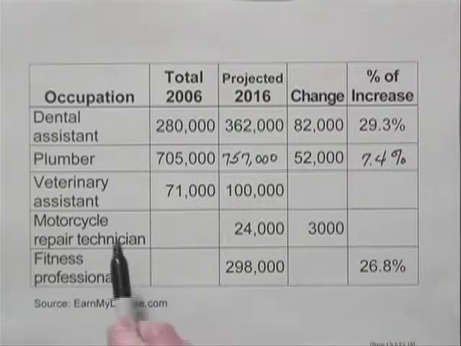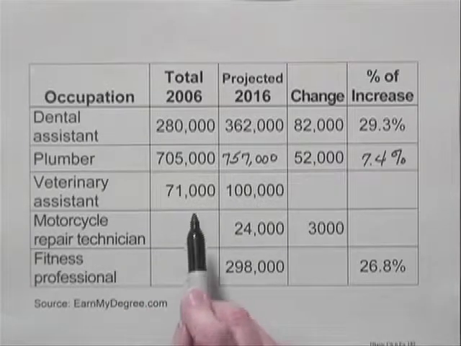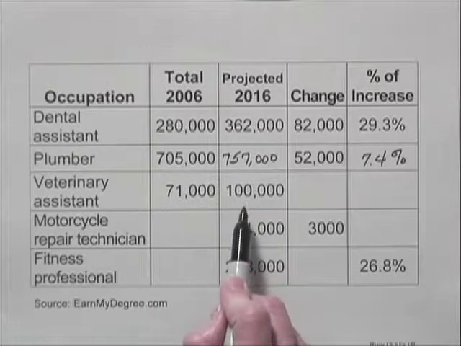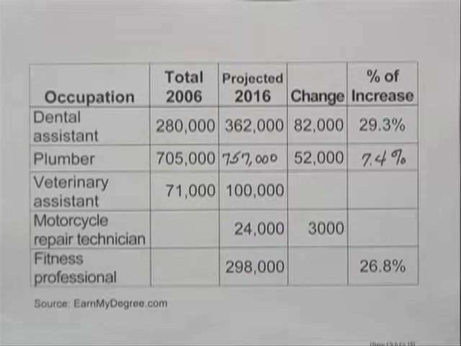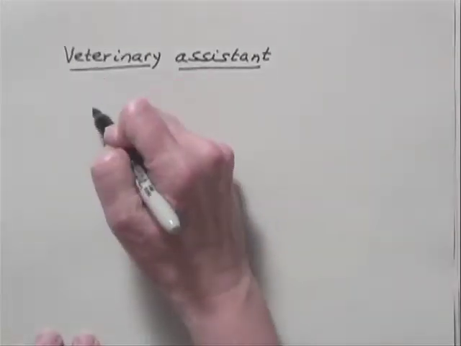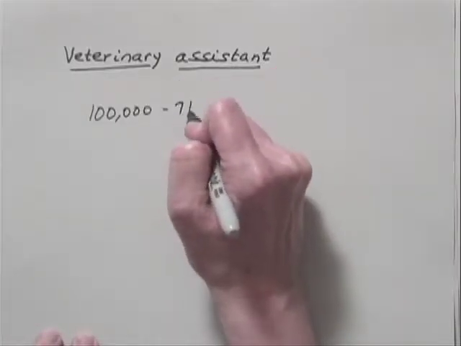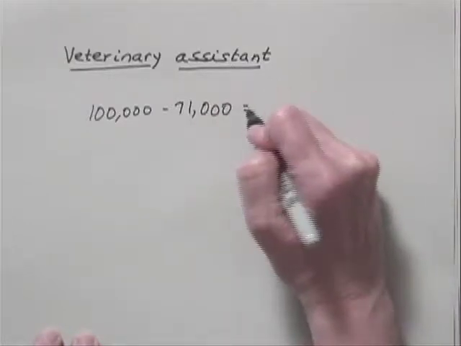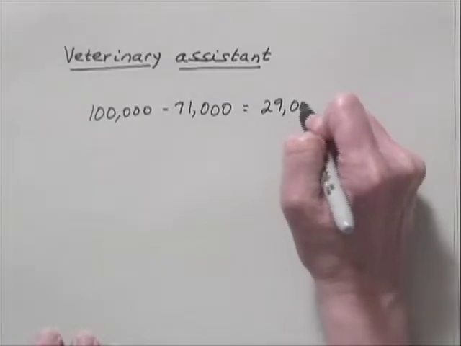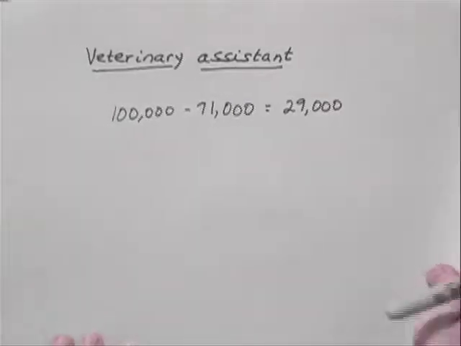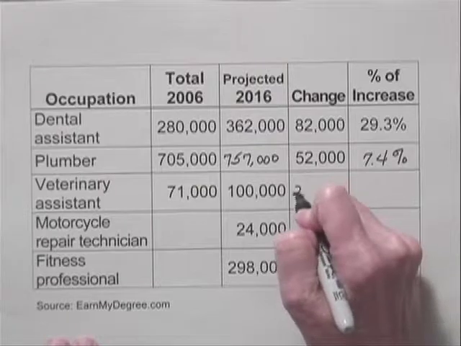And now let's look at the veterinary assistant jobs. There were 71,000 in 2006, and it's projected that there will be 100,000 in 2016. So we can add to find the, or we can subtract, excuse me, to find the change. The projected number in 2016 is 100,000, and we'll subtract the 2006 number. And when we do that, we get 29,000 for the change. So let's fill that in.